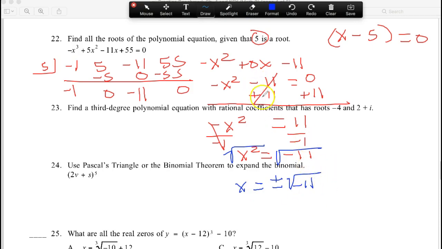Now this is almost solved. I know the square root of negative 1 is i, so I'm going to bring out the i. So I'm going to go plus or minus i square root of 11. And this is my other two solutions. Plus or minus i square root of 11 and 5. Those are the three roots for this cubic right here. Now, if I did quadratic formula on this, I would come up with the same solution.